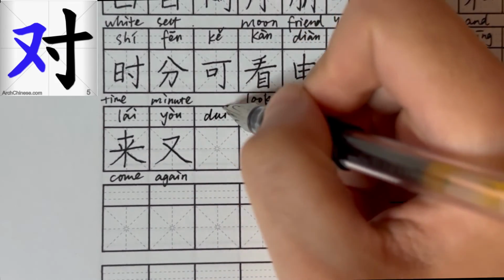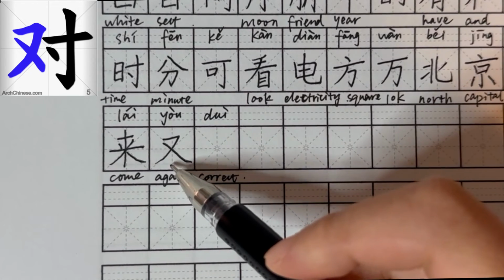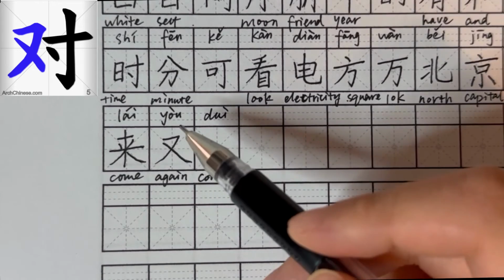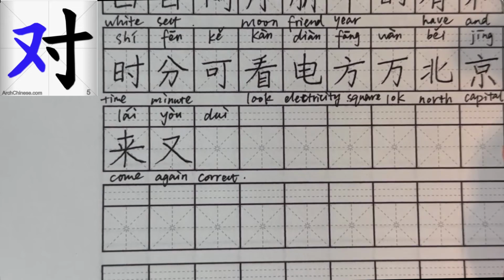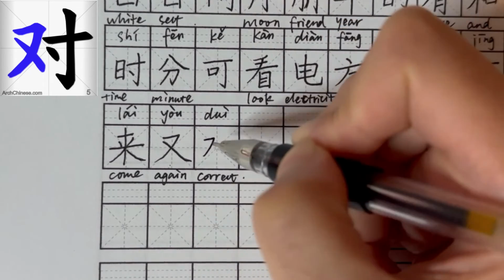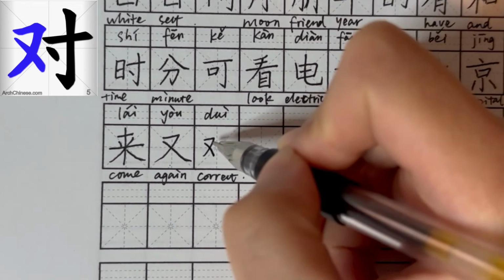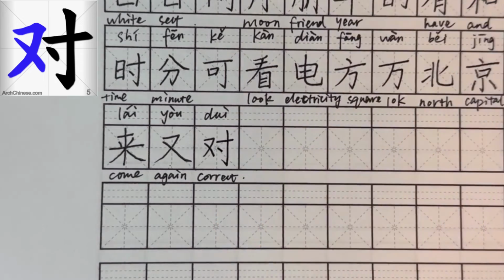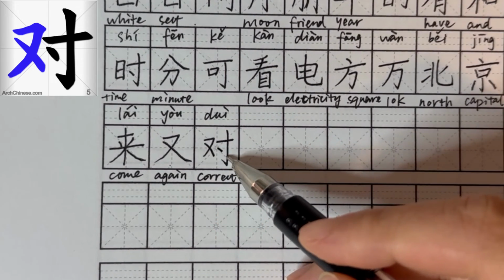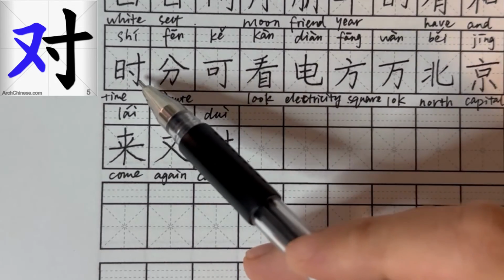Next character. 对 means correct. The component on the left-hand side is the radical here. It's 又. Okay, we just changed this big 捺 to a big dot, a 点, to save more space for the other component. 横撇点. On the right hand side, 横竖钩点. We wrote this before in character 寸, okay? Same component on the right hand side.